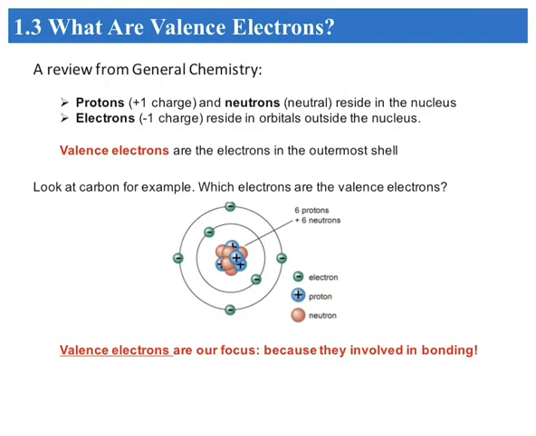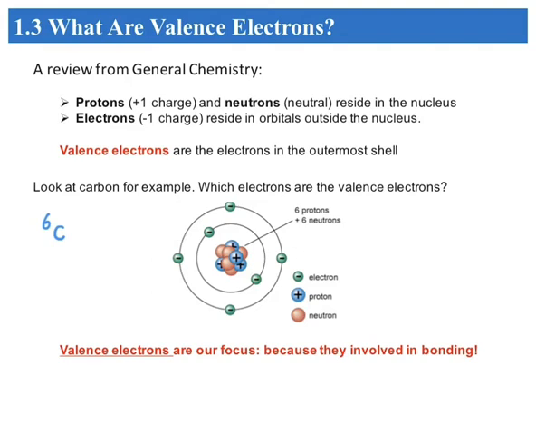A review from general chemistry. So we know that atoms are made out of three particles: protons, neutrons, and electrons. Protons are positively charged and neutrons are neutral. They both reside in the nucleus. Electrons, which are negatively charged, reside in orbitals outside the nucleus. For example, if we consider an atom such as carbon, carbon has the atomic number of 6, meaning that it has 6 protons and 6 neutrons in its nucleus and 6 electrons in orbitals around the nucleus.